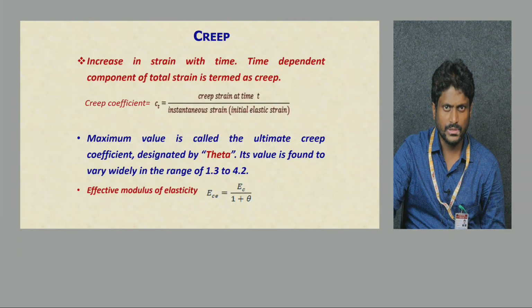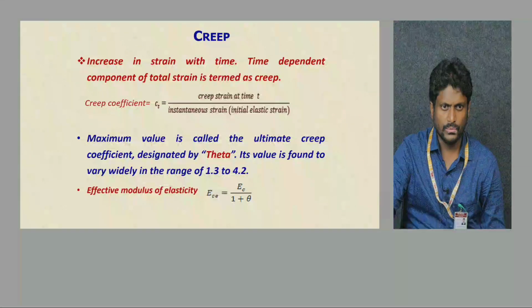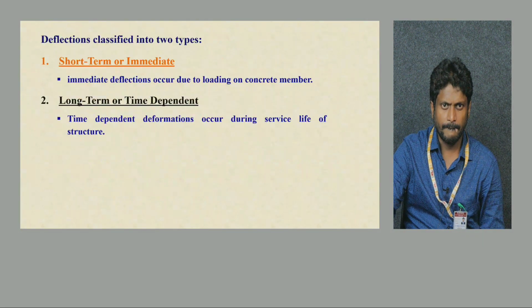Creep coefficient: creep strain at a time t over instantaneous strain. The maximum value is called the ultimate creep coefficient, designated by theta. Its value is found to vary widely in the range of 1.3 to 4.2. Effective modulus of elasticity, from the code book, ECE equals EC by 1 plus theta.